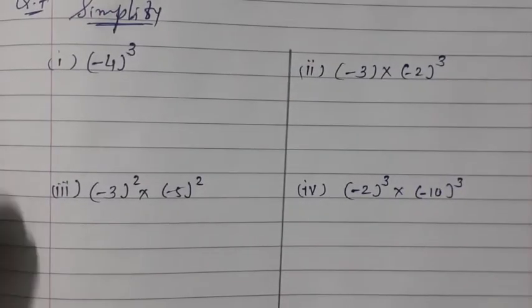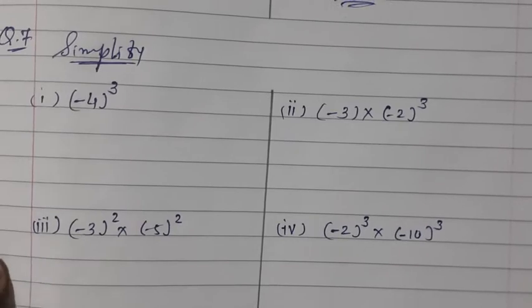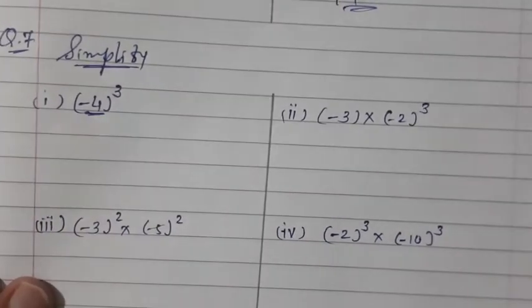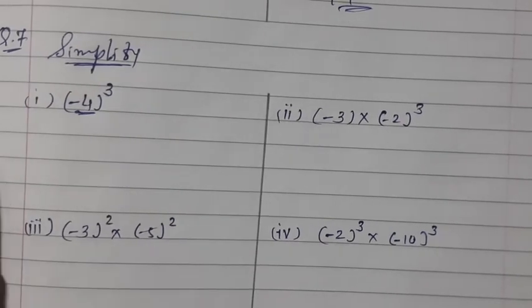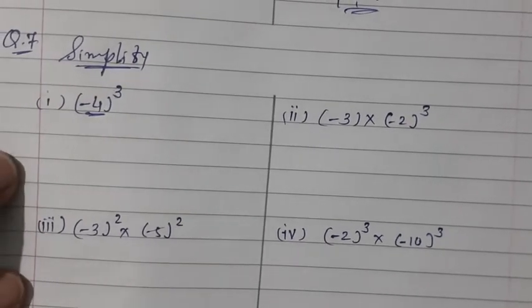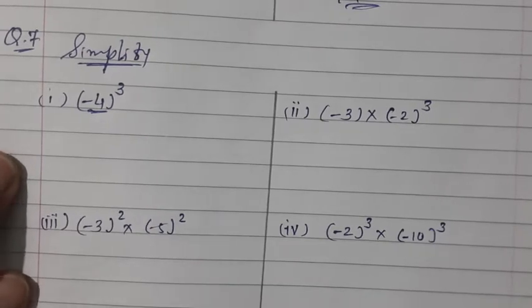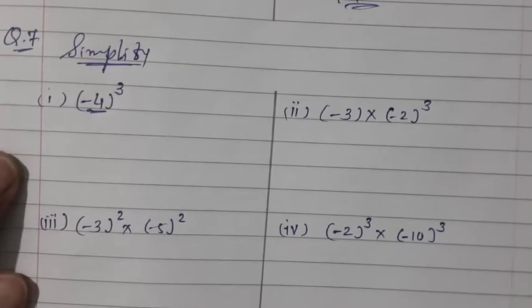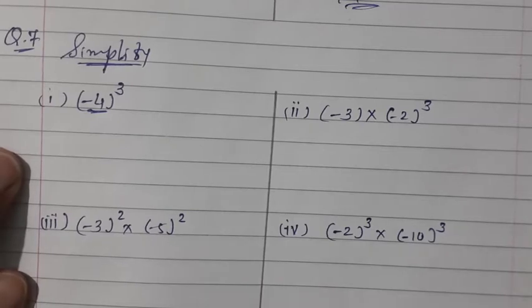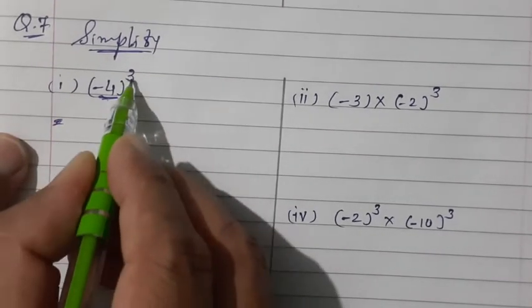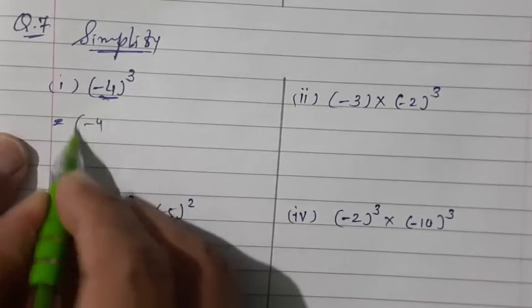Now question number 7, simplify. Same is there, but what is the difference? Here the base is negative. And when the base is negative, what to do? Same method is there, only one difference, the minus sign. Most important, the minus sign. Then how to solve that one? It's so easy. Look, minus 4 to the power 3 is there, so you just write it down in repeating form.